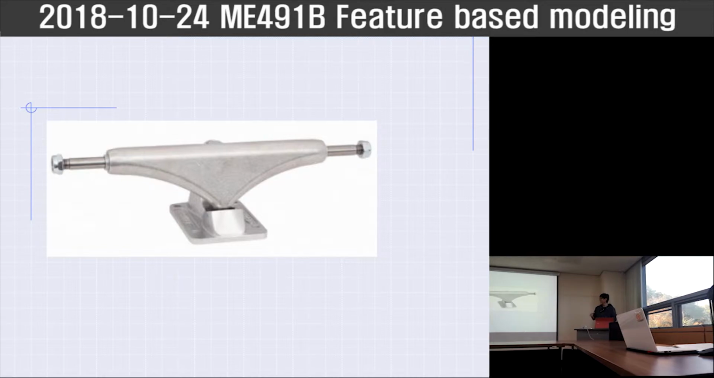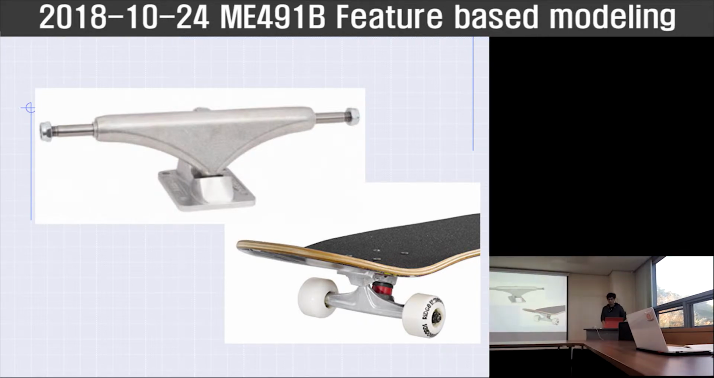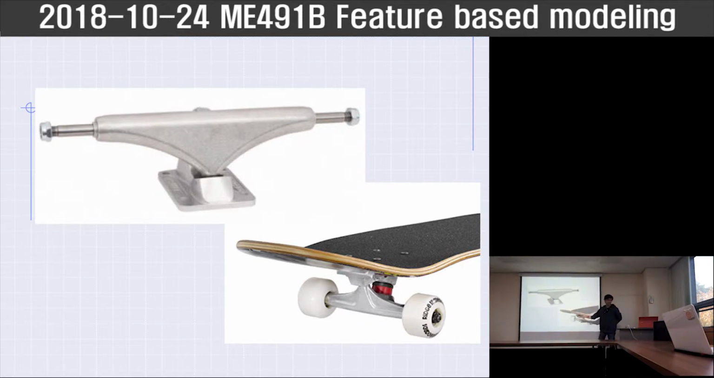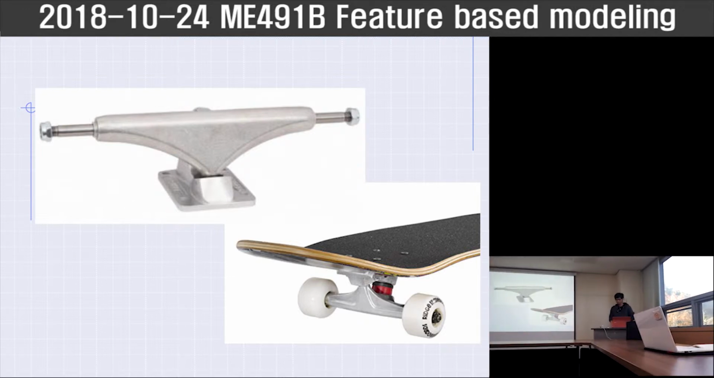So can anybody tell me what this part is? Hinge, maybe. This is what's called a truck, and it is used here for a skateboard. So if you're a skateboard company, you might often need to manufacture this part a lot of times, and so this part will require specific features that you may need to define. Probably like this T-shape, or maybe this base, or other kinds of T-shapes.